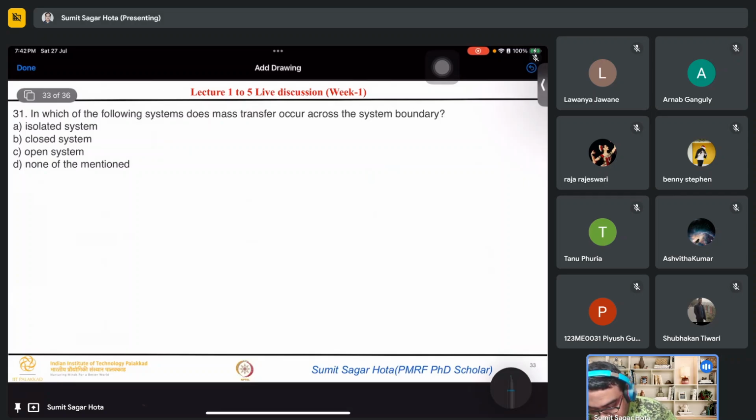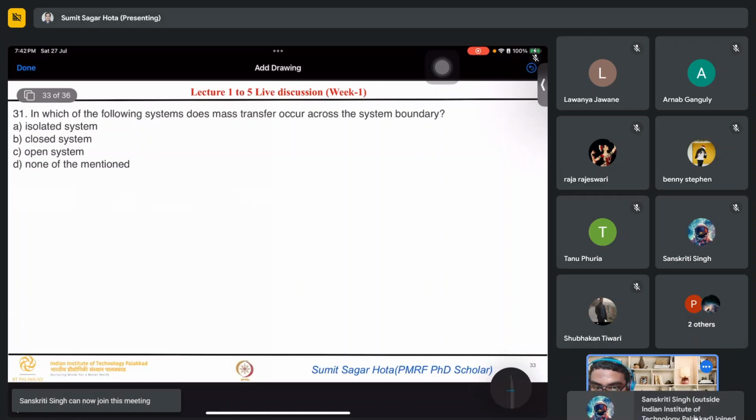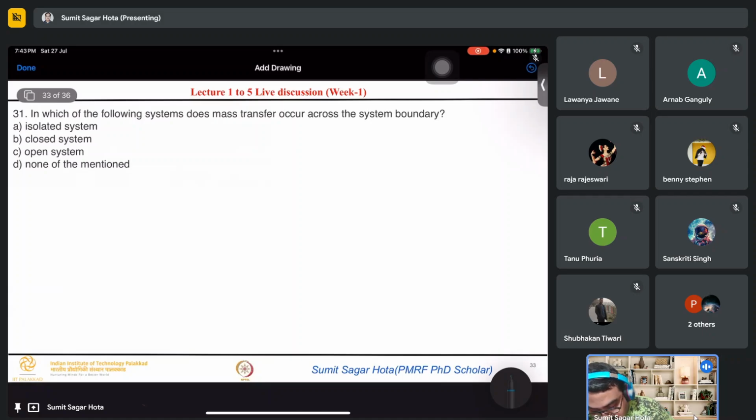In which of the following systems does mass transfer occur across the system boundary? So the word boundary here is taken into consideration. If mass is transferring across the boundary, obviously it is an open system. If it is not an open system, the mass cannot be transferred. So you can see open system.